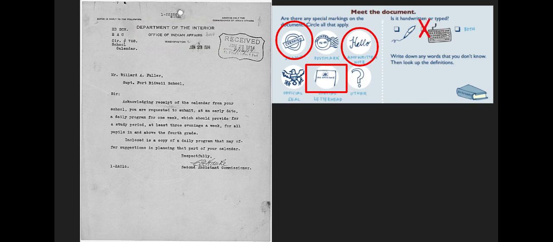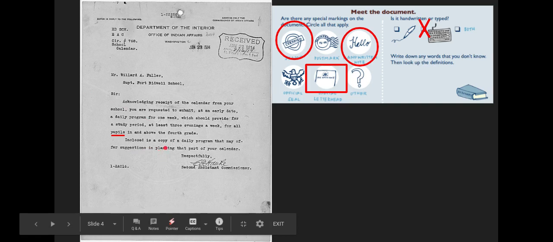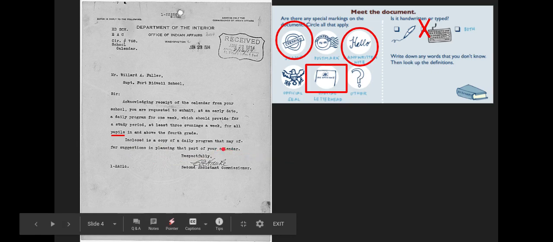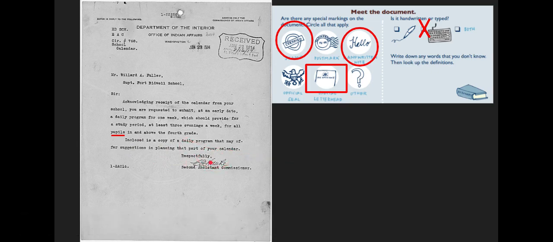And then any words that I don't know, well, there's one word, it's pupils. Okay, so this says, "Sir, acknowledging receipt of the calendar from your school, you are requested to submit at an early date a daily program for 1 week, which should provide for a study period, at least 3 evenings a week for all pupils in and above the fourth grade. Enclosed is a copy of a daily program that may offer suggestions in planning that part of your calendar. Respectfully, Second Assistant Commissioner."